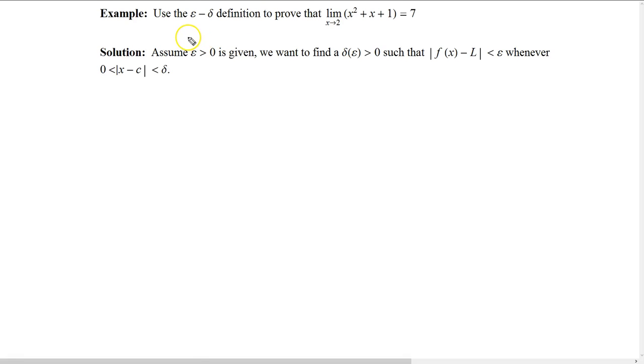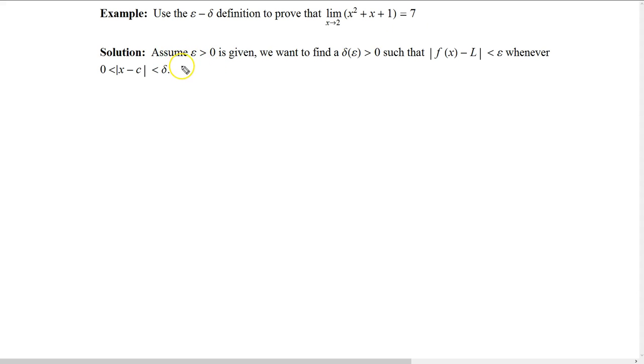In this lesson, we want to use our epsilon-delta limit definition to prove limits involving quadratic functions. So let's start out with this example. We want to use our epsilon-delta limit definition to prove that the limit as x approaches 2 of x squared plus x plus 1 equals 7. Notice if we put 2 in here for x, we get 4 plus 2 plus 1, and that is 7.